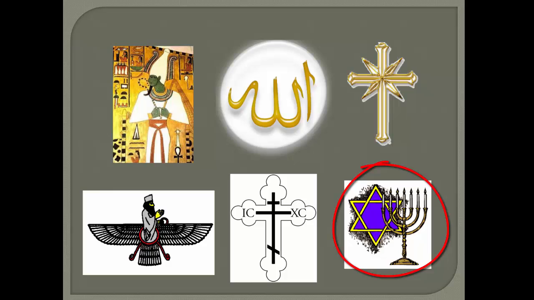And Judaism. The Star of David is a relatively new Jewish symbol, not officially representing Judaism until 1897. The 7-branched candlestick, called a menorah, was used in the ancient temple in Jerusalem and is one of the oldest symbols of Judaism.